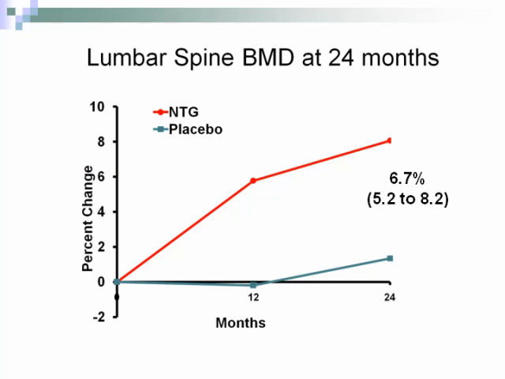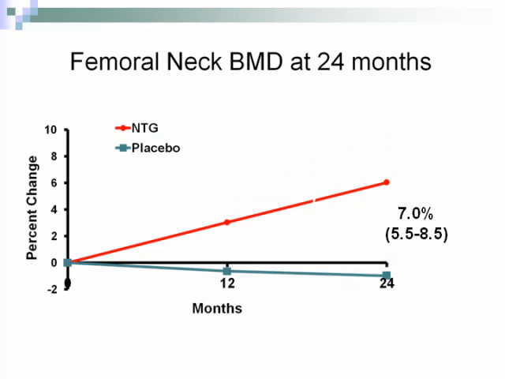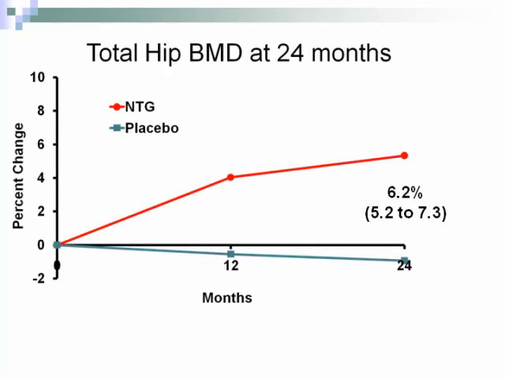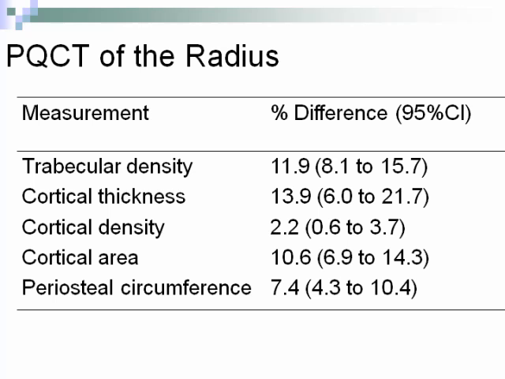This shows you the lumbar spine bone mineral density. And what you can see is over 24 months, there was about a 6.7% greater increase in lumbar spine bone density compared to placebo. And this looks at femoral neck. So again, you can see compared to placebo, there was about a 7% increase in femoral neck bone density over the 2 years. Hip bone density was also increased by about 6% in the nitroglycerin group compared to placebo.